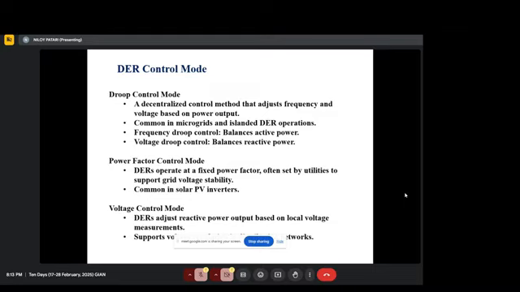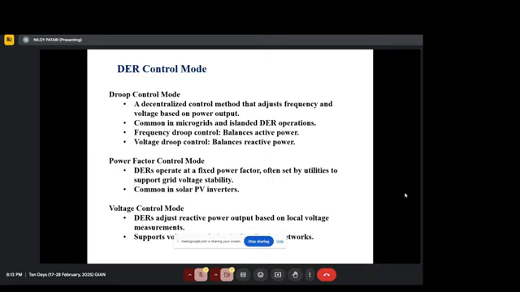So if you keep the mode in such a way that it senses power factor, or senses how much reactive power you have to send or absorb, obviously when power factor is at 1, then you don't inject any reactive power, right? That way it can control power factor. Voltage control mode is a bit different.